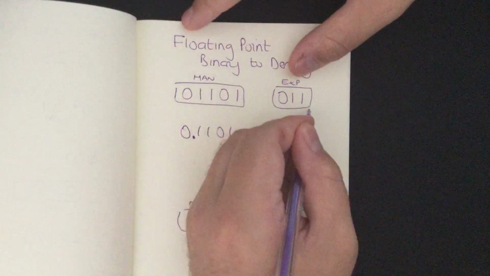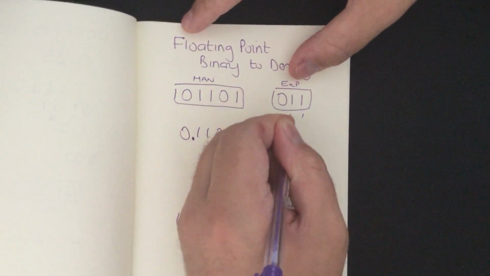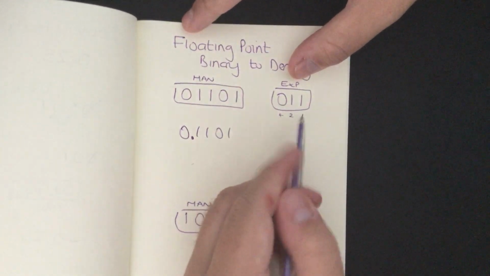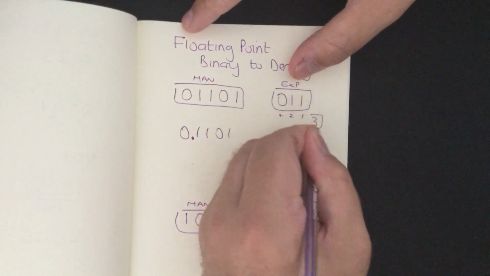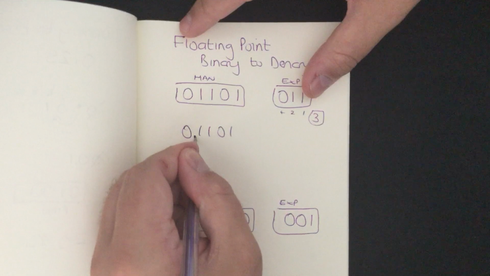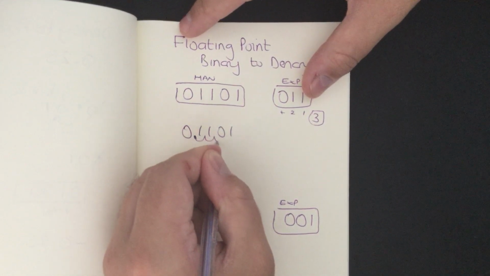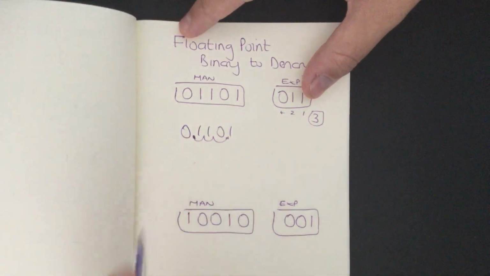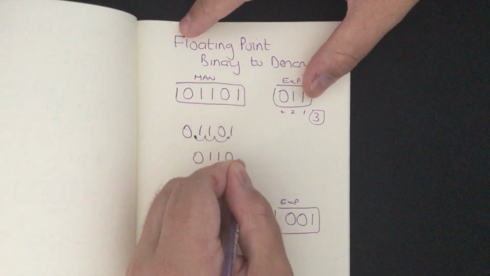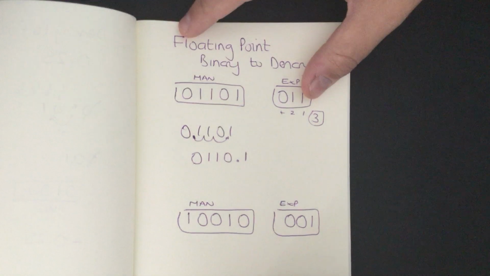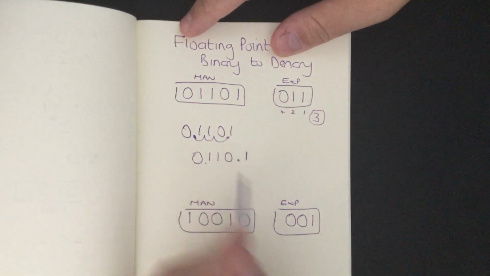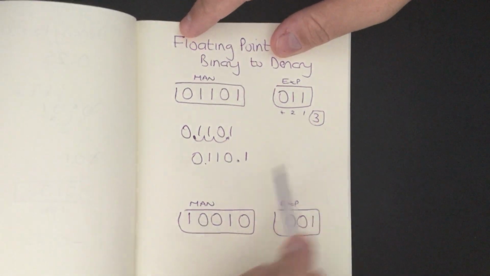So work out what this is worth in binary. If you think about that, that's 1, that's 2, and that's 4. We've got something in the 2 column, so that's equal to 3 in our number. That means this binary point needs to move 3 places. So 1 place, 2 places, 3 places. Let's write out our number now: 0, 1, 1, 0, 0.1. So that's what we've ended up with, because it started here. We've moved the binary point the way the exponent told us to move it.